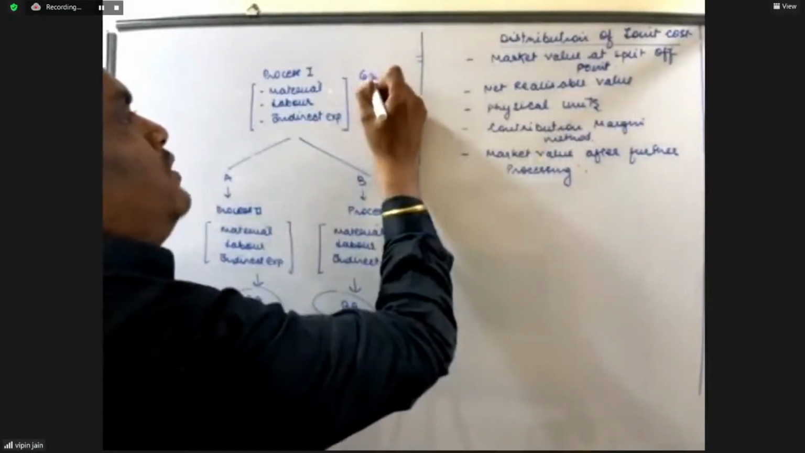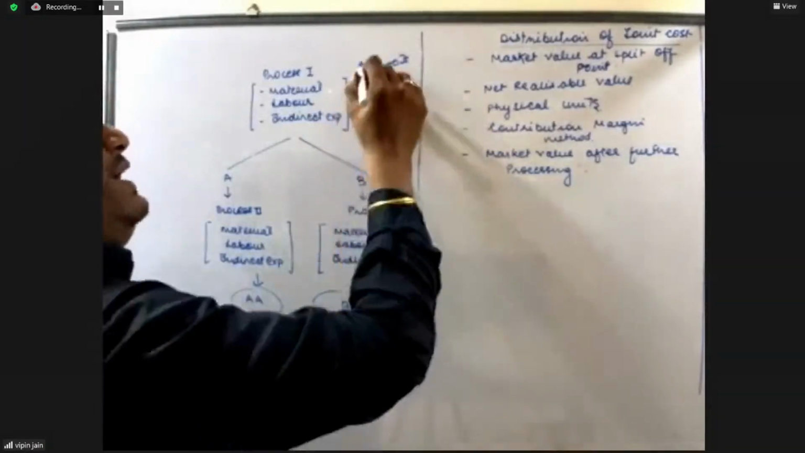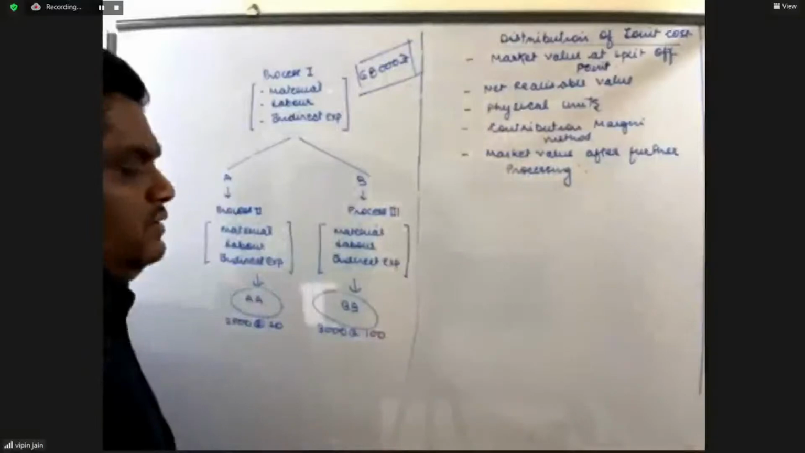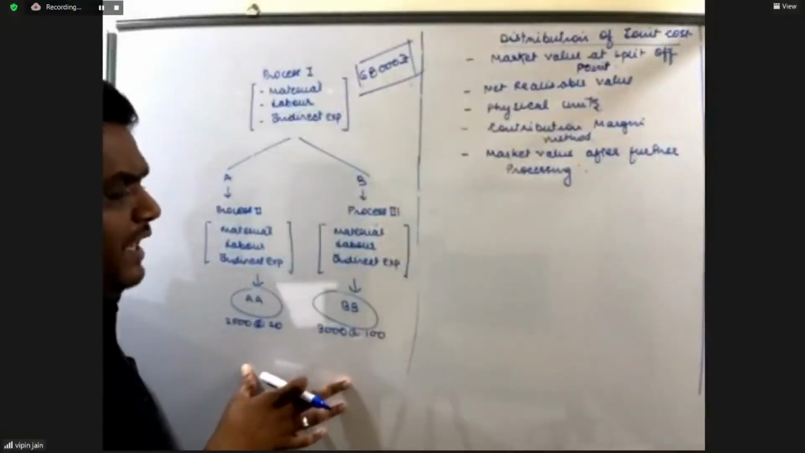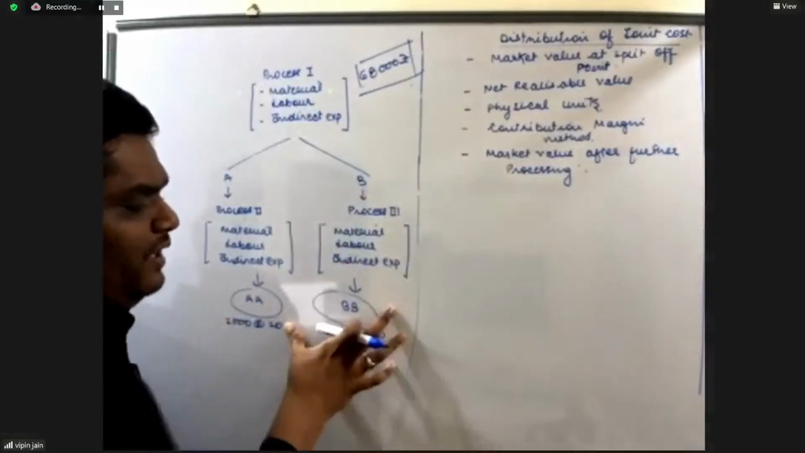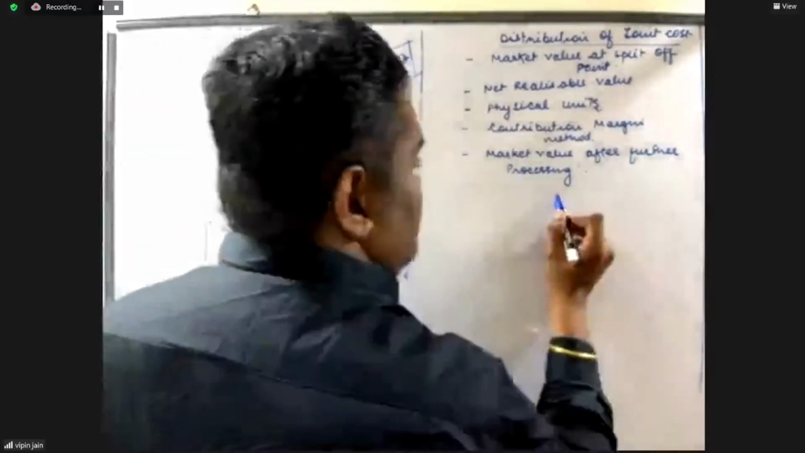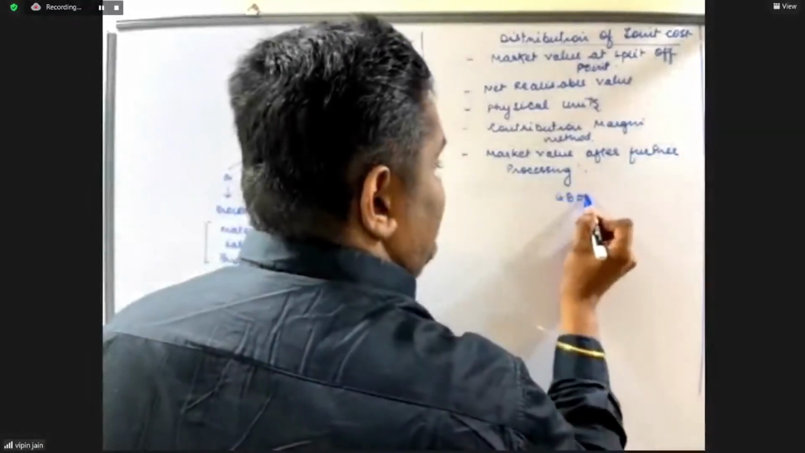Sorry, let's say my joint cost is 68,000. Now the joint cost can be distributed in the ratio of market value after further processing, that is the market value of the final product. So herein my joint cost is 68,000 rupees.